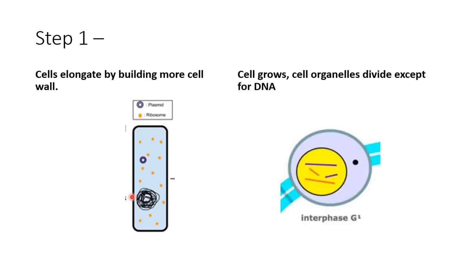So step one. In binary fission, the cell elongates by building more cell wall, so it just gets bigger. In the cell cycle, the cell grows, cell organelles divide, except for DNA. So one big difference is that in the cell cycle, there are organelles, which are membrane-bound objects that do different functions in the cell, and of course, a prokaryote cell does not have any of those membrane-bound organelles. So that's one difference right there. But in both cases, they both get bigger.